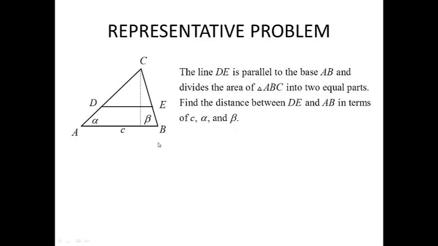Let me remind you that the distance between two parallel lines, in our case AB and DE, is a segment perpendicular to both lines. To this end, I will draw a line CFG. The points F and G are the intersections of that line with the lines DE and AB, and the line CFG is perpendicular to both DE and AB. So my task now is to compute the length FG.